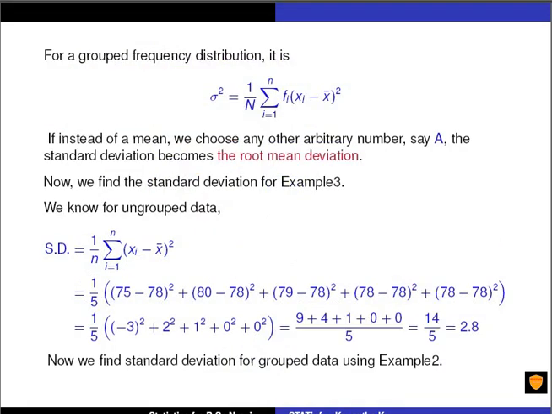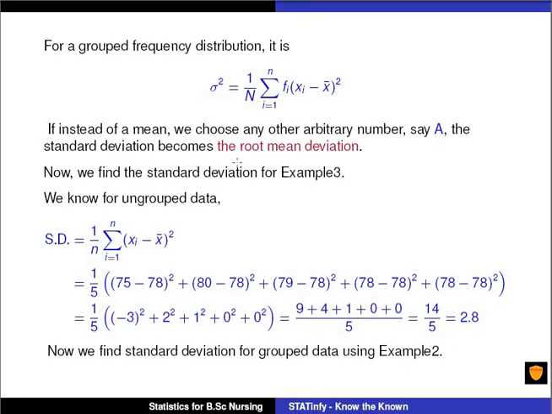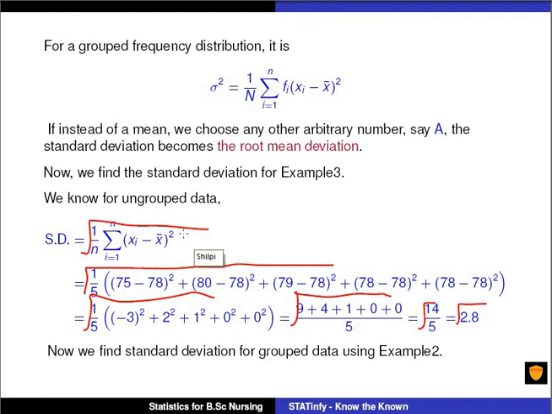Now we find the standard deviation for ungrouped data, and for this we use example 3, which is data for a pulse rate, and there are only 5 observations. Sorry, there is some mistake in typing. I just forgot to give the square root here, so please correct it.